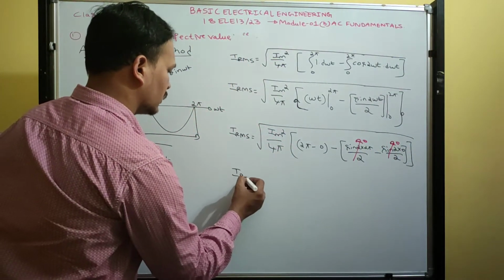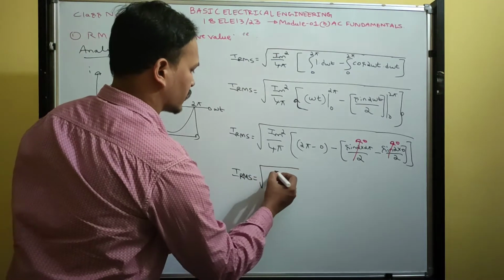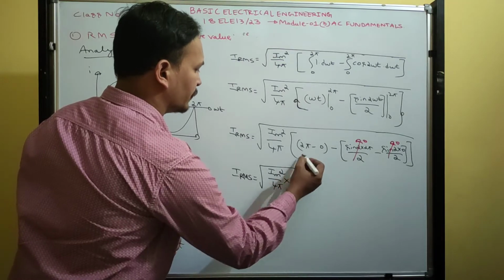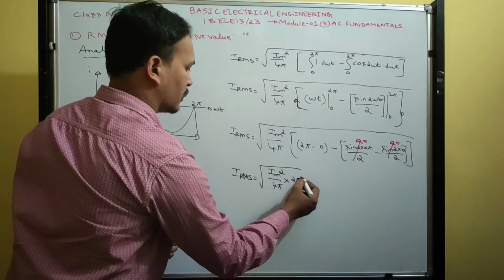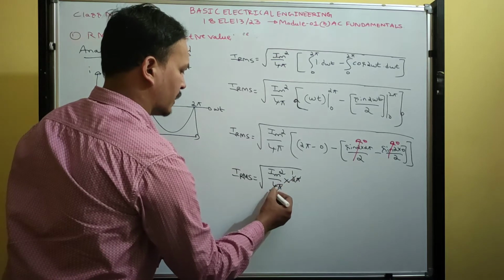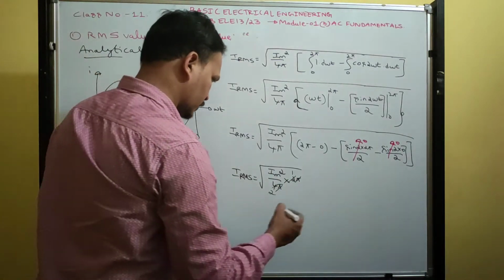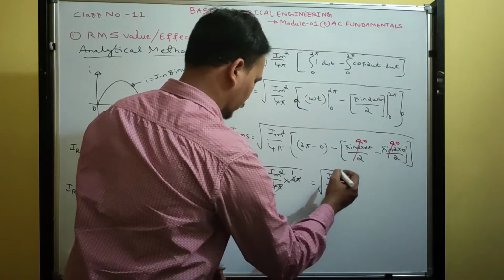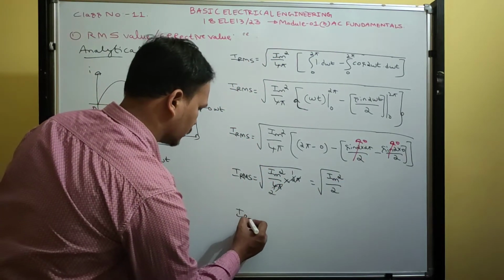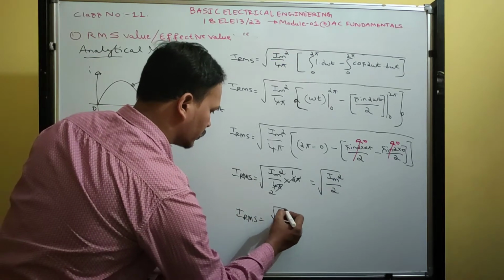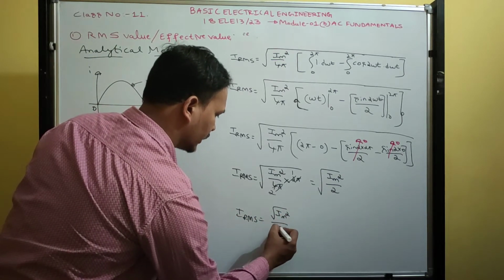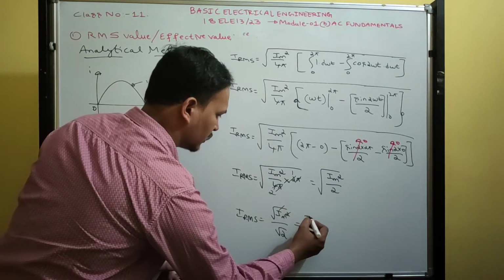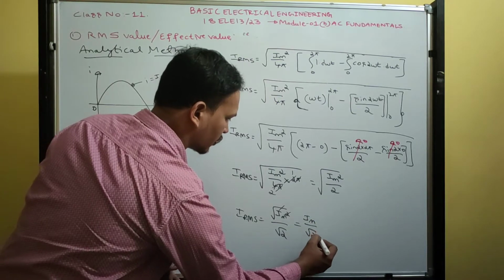Now IRMS is equal to the whole square root of Im square divided by 4 pi into 2 pi minus 0, which is how much? 2 pi. Now pi gets cancelled. 2 and 2 2s are 4. So this becomes the whole square root of Im square divided by 2. What is the next step? Root of Im square divided by root 2. This we can write like this. The 2 root gets cancelled. Finally we got Im by root 2.